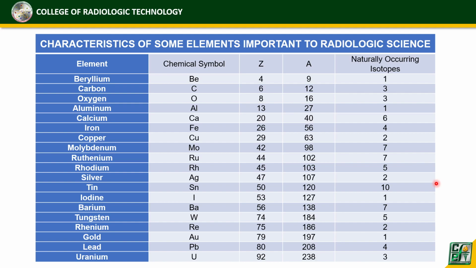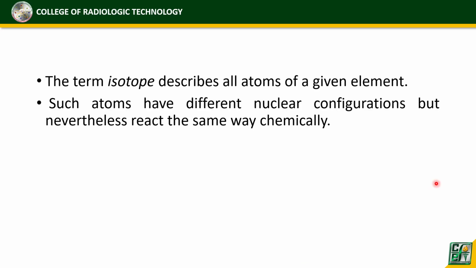What are these isotopes? I forgot. Anyway, we will check later whether it is really an isotope. The term isotope describes all atoms of a given element. Such atoms have different nuclear configuration but nevertheless react the same way chemically, because they have the same atomic number. That is an isotope.